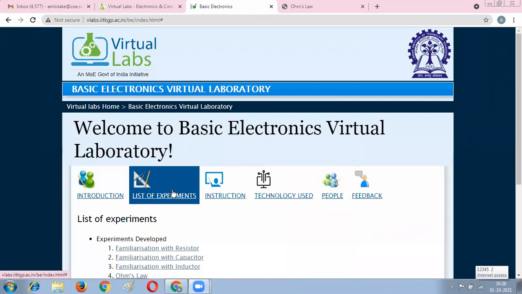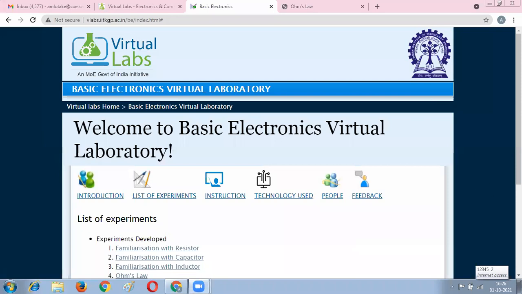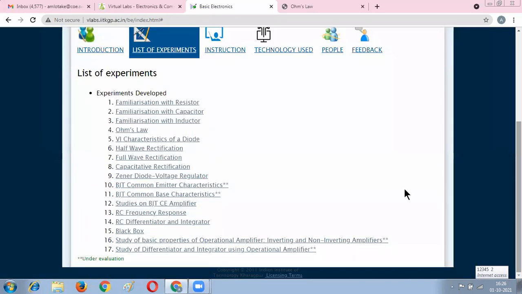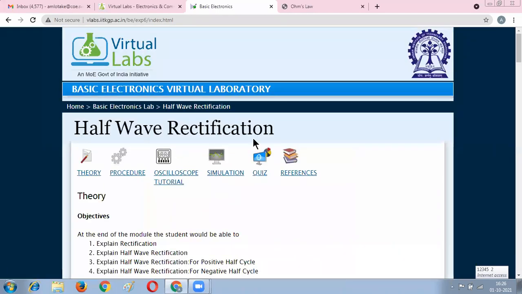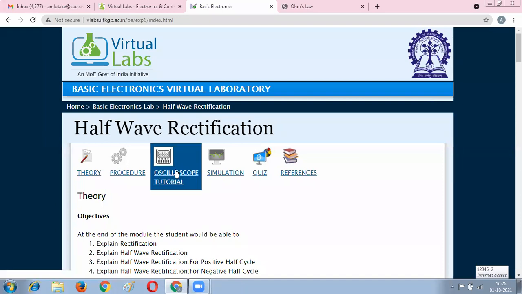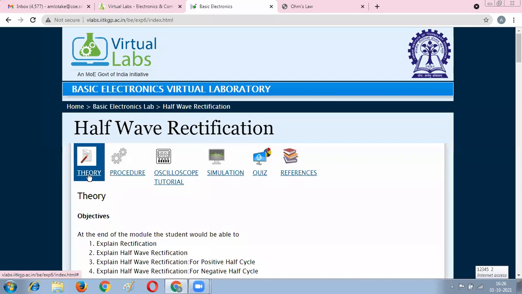Okay, we are going to go for the list of experiments. Now we will go for half wave rectification. For the half wave rectification, again the various steps are there: theory, procedure, oscilloscope tutorial, simulation and quiz. So we'll go for the theory part for the half wave rectifier, that is, how half wave rectification takes place by using the diode, how the diode acts as a rectifier, that we are going to see.